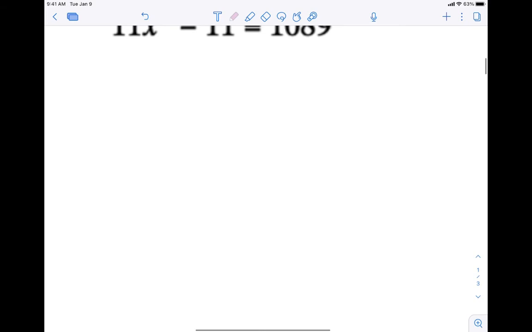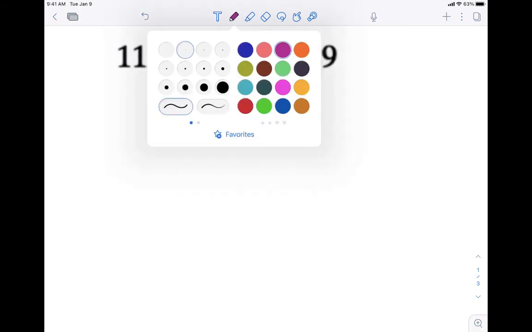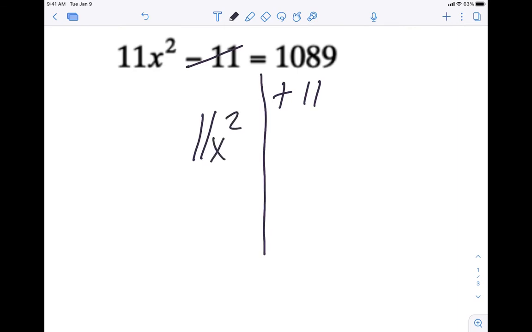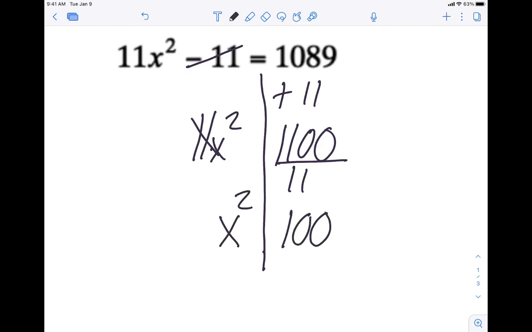So let us draw a line of separation here. I'm going to move negative 11 over as plus 11. So I'm going to get 11x squared, right, equals 1089 plus 11 is 1100. The opposite of multiplying by 11 is dividing by 11. So I get x squared. 1100 divided by 11 is 100.